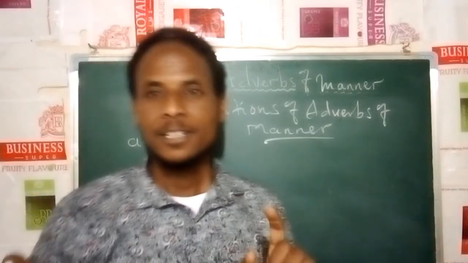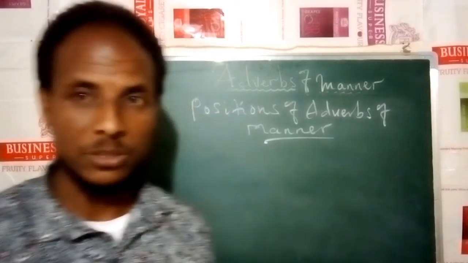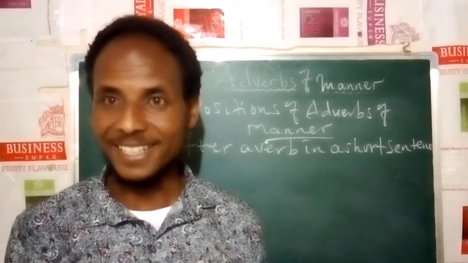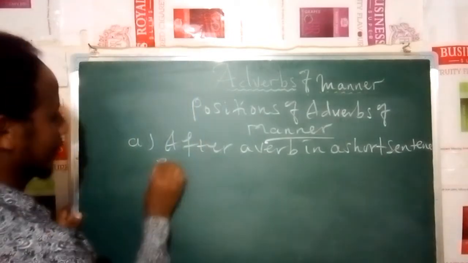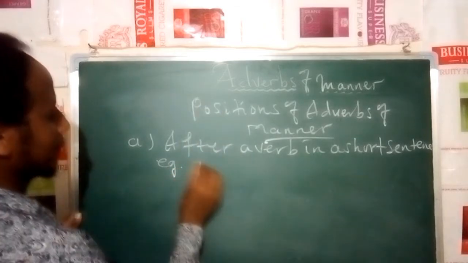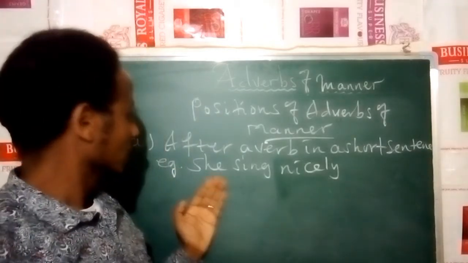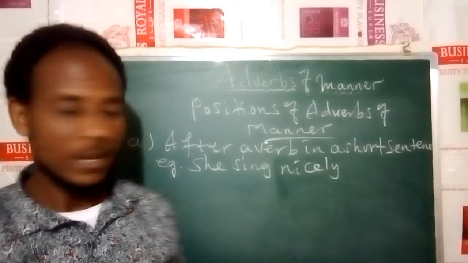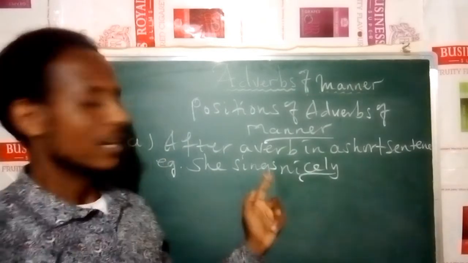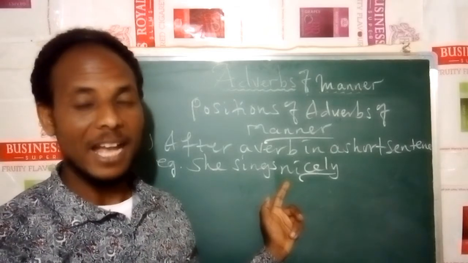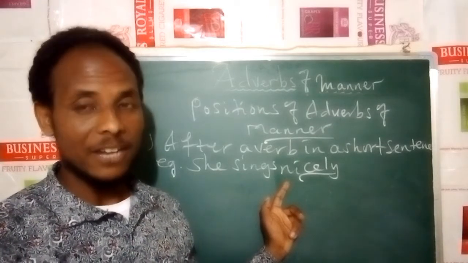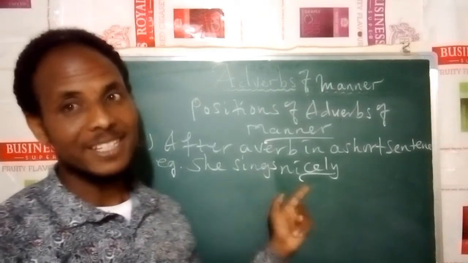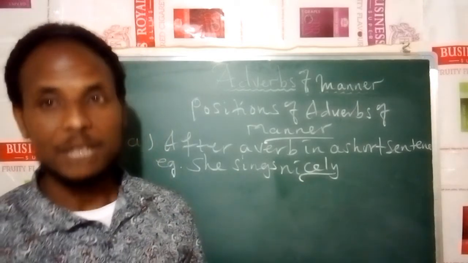Adverbs of manner are placed after a verb in a short sentence. Here is an example. Okay, here. She sings nicely. In this sentence, we got the adverb of manner nicely. An adverb of manner can be placed at the end of the verb or after a verb in a short sentence. If and only if the sentence is short, we're going to place the adverb of manner at the end of the sentence.